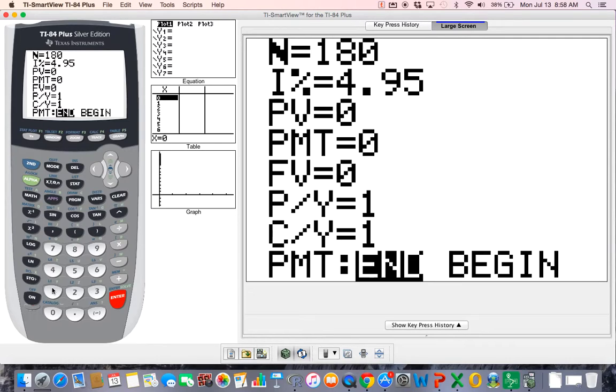So where are we at here? Present value is 175,000. Payment we don't know yet, we'll come back and get it. We want our future value to be zero.